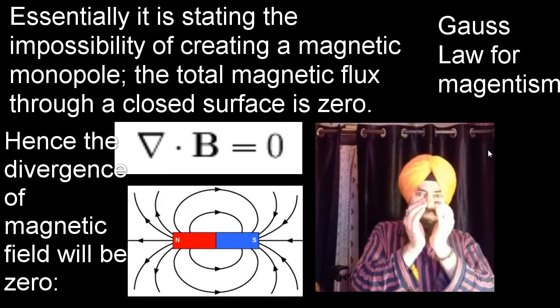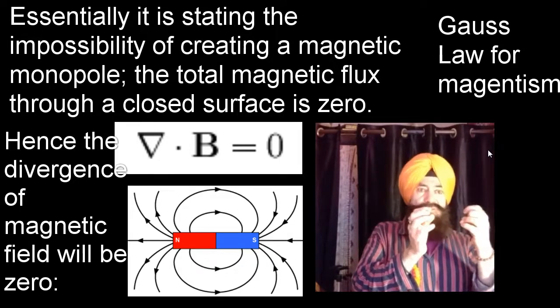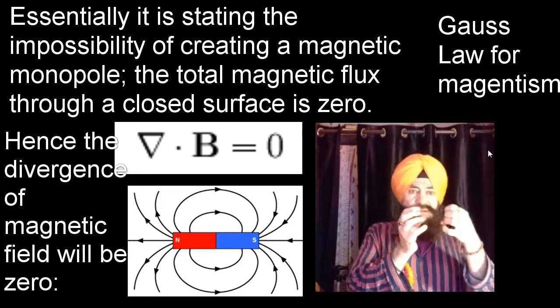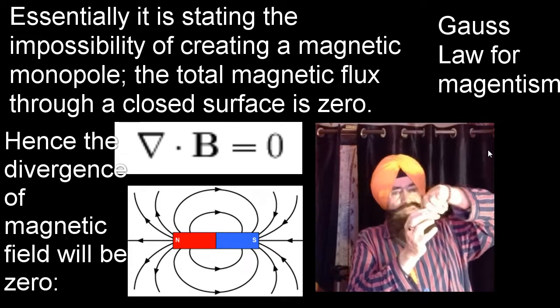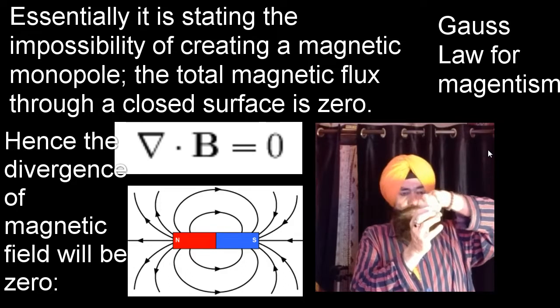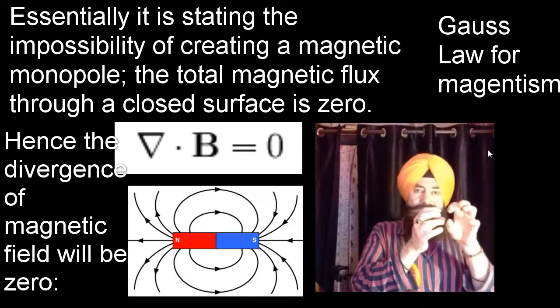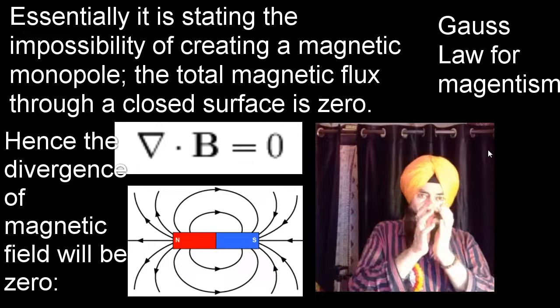So if you take some region, okay, and if the magnetic field emerges out, whatever the amount of the magnetic field that emerges out, the same amount of field enters in that region. Emerging and entering, that amount is the same. So what is the net? So there is no net divergence.